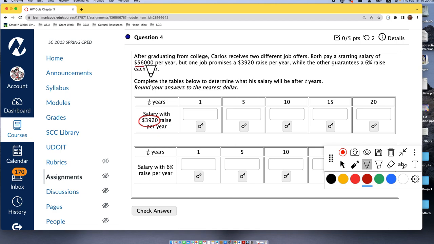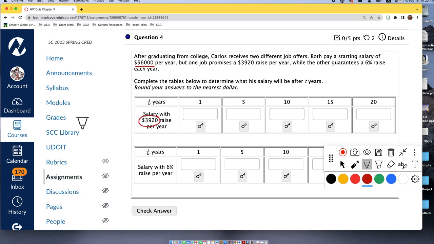We're going to start with the salary, and add 3,920 a year. But we go from 1 to 5, so does that mean I have to just keep adding and adding? You can multiply. Multiply, good. So that's our linear equation.